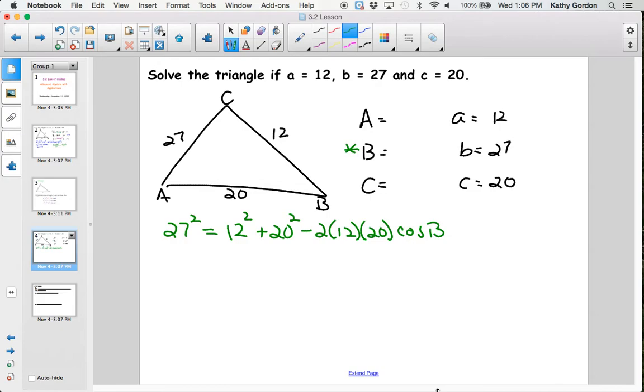So what should I do first to find angle B? We can work out some of this stuff and simplify a little bit. The square of 27 is 729. 12 squared is 144. 20 squared is 400. 2 times 12 times 20 is 480. And then we've got our cosine B. That gets the numbers a little more usable. Then 144 plus 400 is 544.